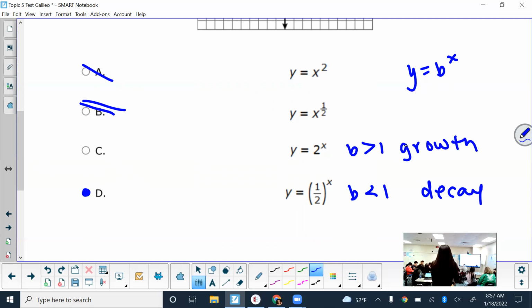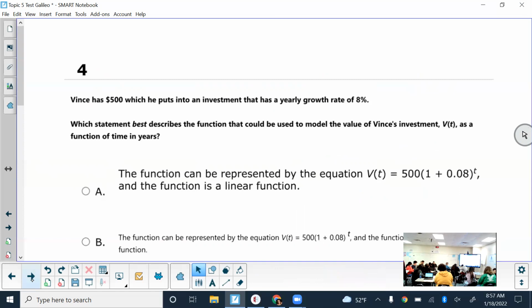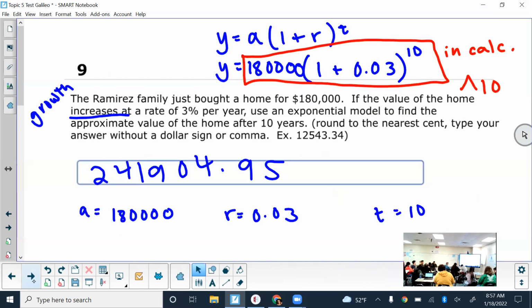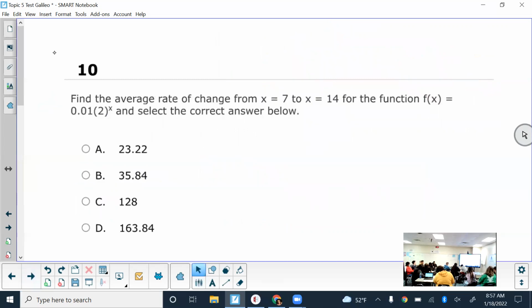All right, any others from the test? Yes, number 10. All right, so 10. Find the average rate of change from x equals 7 to x equals 14 for the function f of x equals 0.01 times 2 to the x, and select the correct answer below.